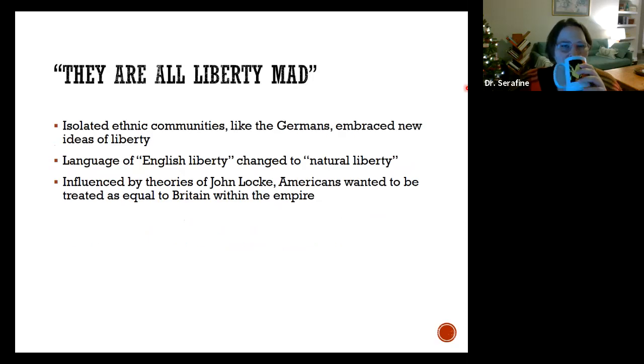All right, let's look at Thomas Paine's Common Sense. I'm going to challenge you as you read it, and read a little excerpt from the textbook as well, to think about this shift from English liberties to natural liberty, to freedom, to something that's universal, something that belongs to all people.